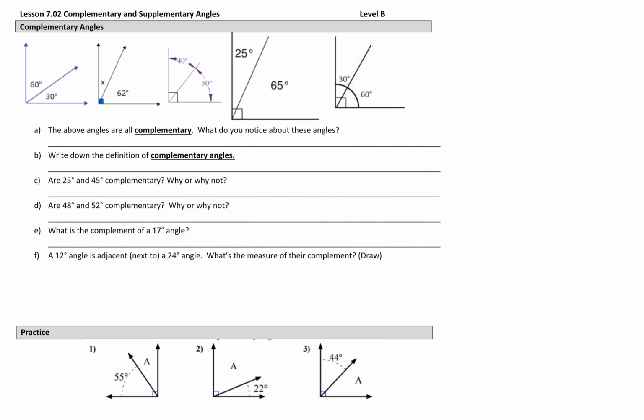So first one, complementary angles. If you look at all of these angles right here, these are all examples of complementary. Hopefully what we notice about these is that all of them, if we look at the big angle, make this right angle. So if we look at the angles together, they make a right angle. This is a symbol for angle. So angles together make a right angle.